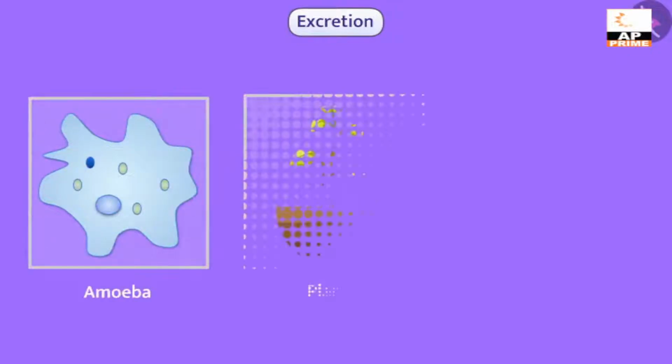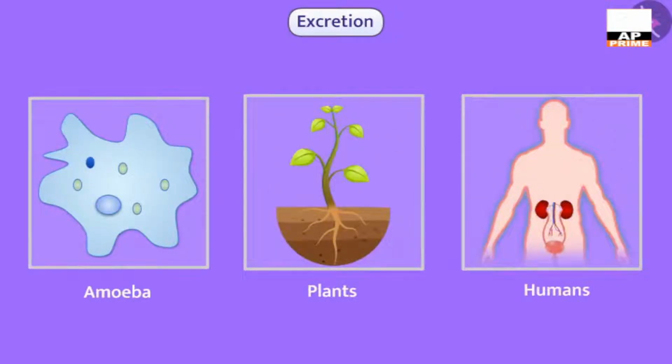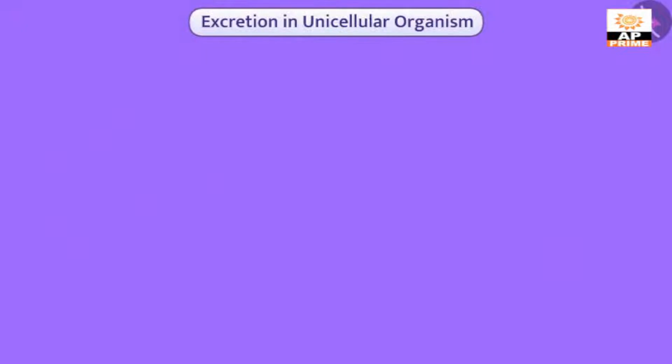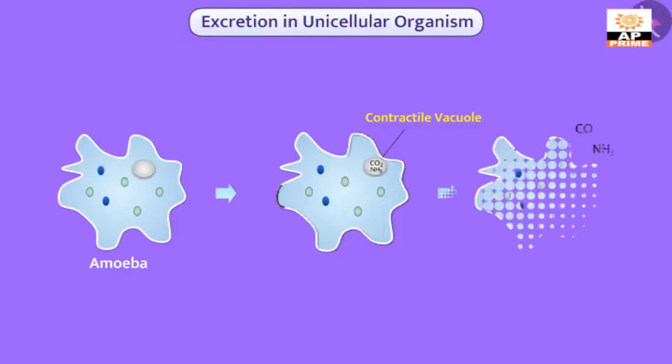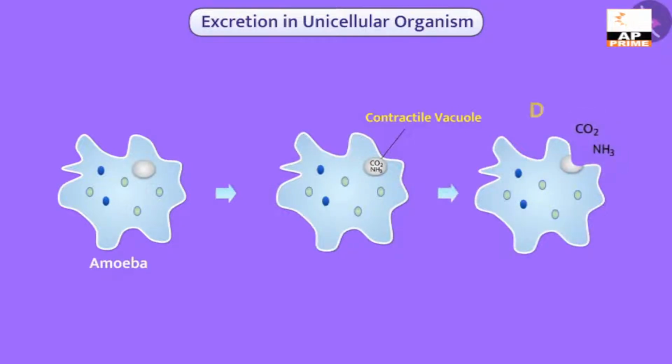Let us see how excretion occurs in different organisms. In the cytoplasm of some unicellular organisms, the waste such as carbon dioxide and ammonia gets collected into the contractile vacuole and is excreted outside the cell surface by the action of diffusion.